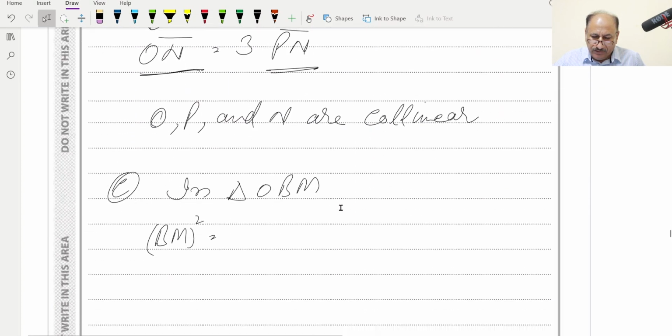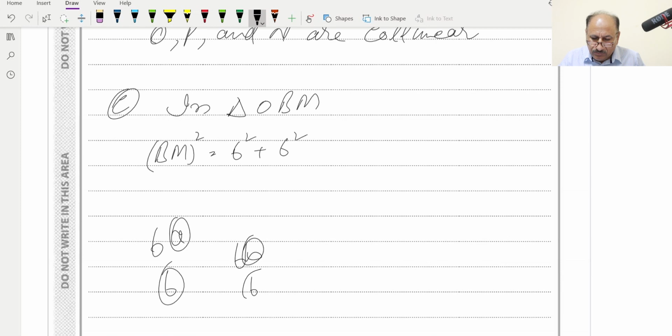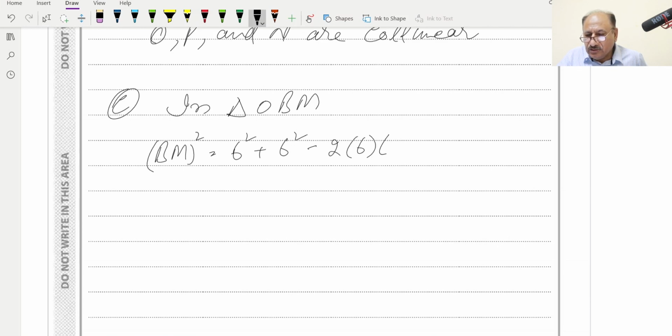So we will be taking 6 squared plus 6 squared. Why are we taking 6 squared? Because 6a, this is 1, so this will be 6, and 6b, this is 1, so this will be 6. That's why we have taken 6a as 6 and 6b also as 6. So minus 2 into 6 into 6 into cos of 70 degrees, the angle is 70 degrees.